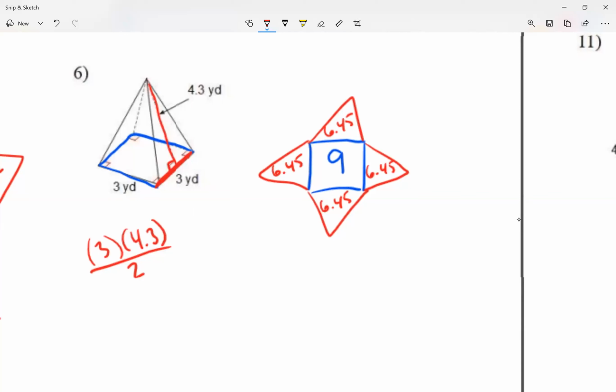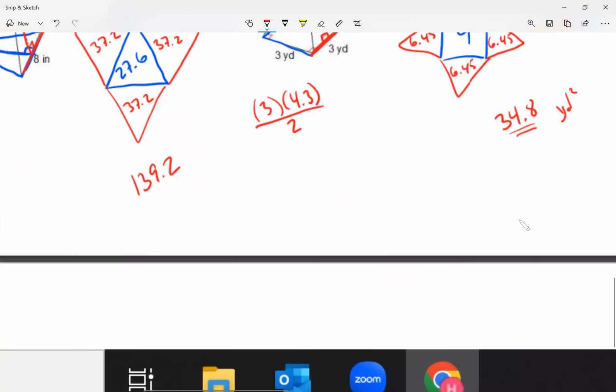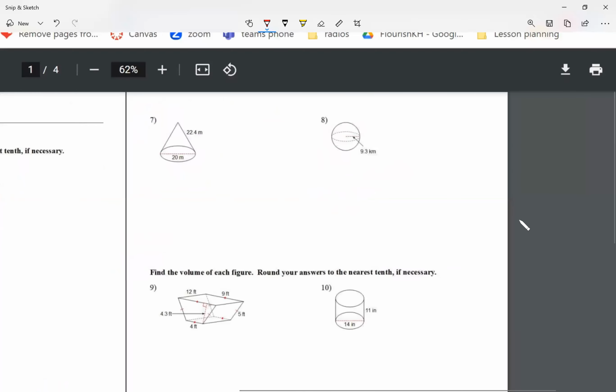All right, so add everything. And I happen to get 34.8. My measurement here is yards squared, right? Because I'm dealing with yards. Area is always squared. All right, let's take a look at a couple more.